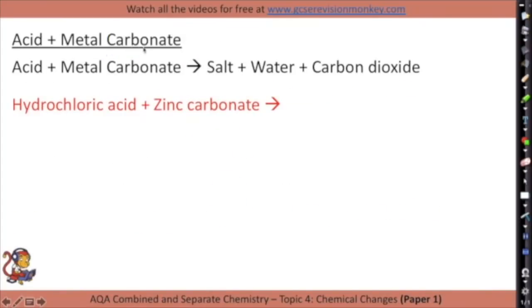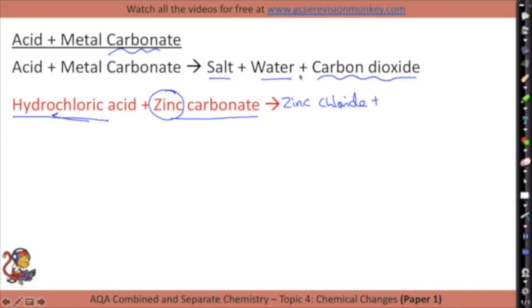In this reaction we've got now a metal carbonate, and if you see the word carbon you must think to yourself that this reaction also produces carbon dioxide. So you've got hydrochloric acid plus zinc carbonate, and you're going to produce a salt plus water plus carbon dioxide. So let's name the salt first of all. The metal is zinc and the acid is hydrochloric. So we will make zinc chloride, and then we will make water, and because it's a carbonate we will also make carbon dioxide.